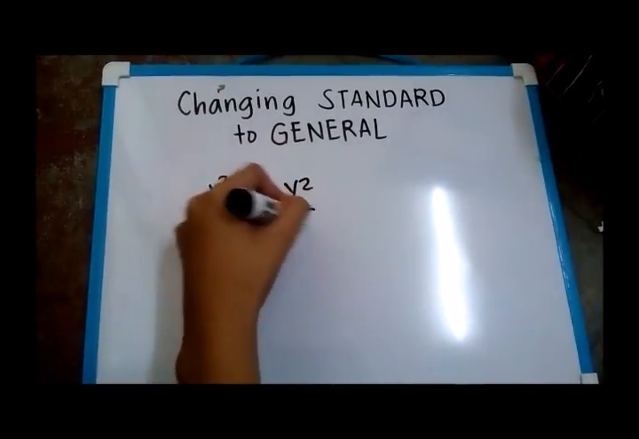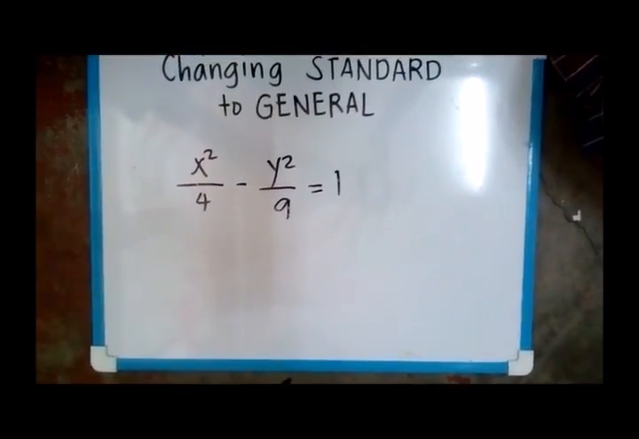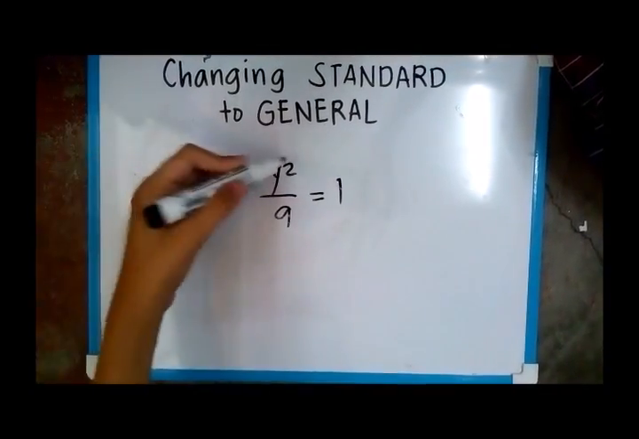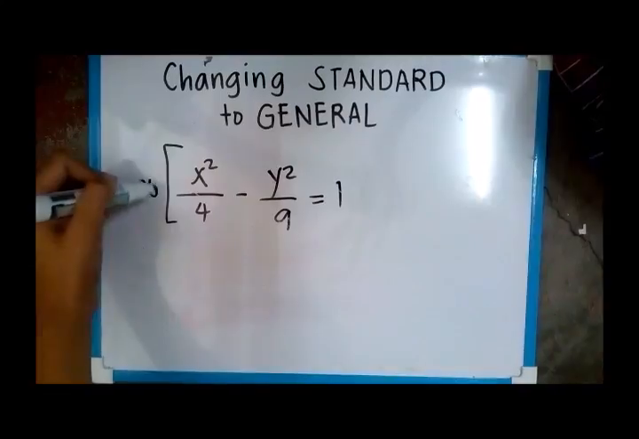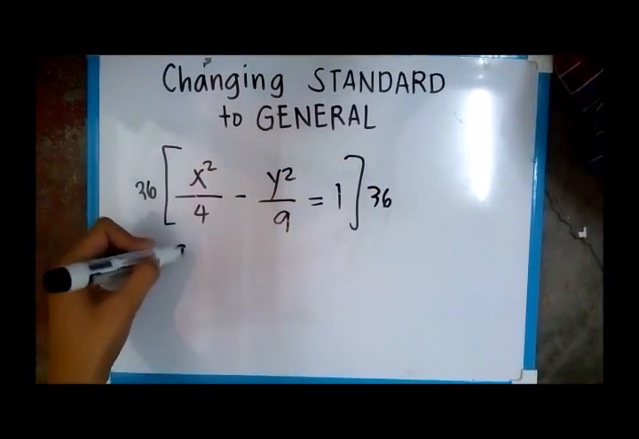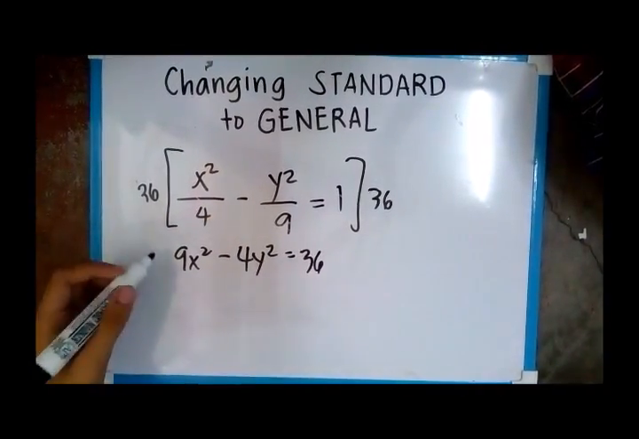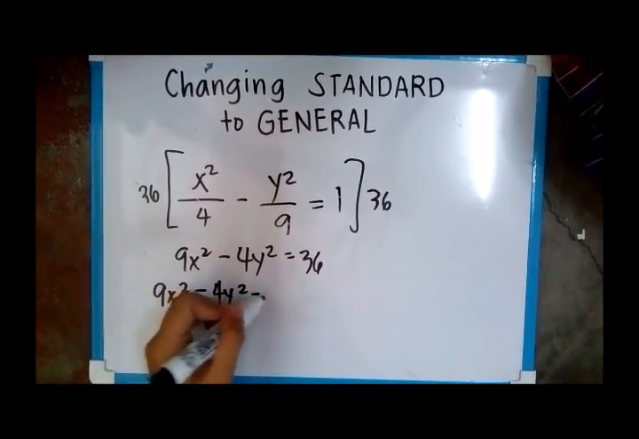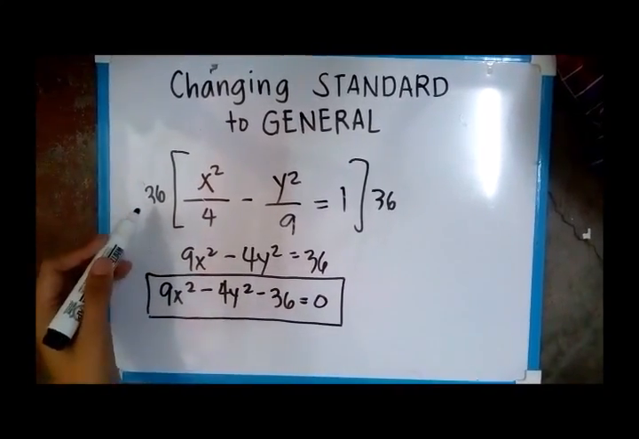For our first example, let's have x squared over 4 minus y squared over 9 is equal to 1. To change this to general form, do the following steps. First is to get the LCD of x squared over 4 and y squared over 9, which is 36. Then multiply both sides by 36. The equation now becomes 9x squared minus 4y squared is equal to 36. Since the general form is equal to 0, we have to subtract 36 from both sides to make the equation equal to 0. That is the general form of the standard equation.